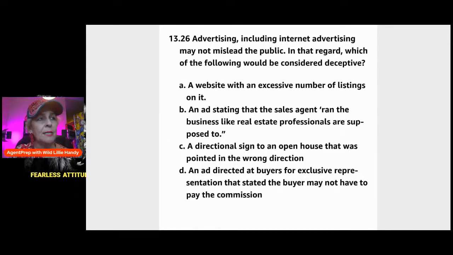26. Advertising, including internet advertising, may not mislead the public. In that regard, which of the following would be considered deceptive? A, a website with an excessive number of listings on it. Congratulations to them. B, an ad stating that the sales agent ran the business like real estate professionals are supposed to. C, a directional sign to an open house that was pointed in the wrong direction. Accidents do happen. D, an ad directed at buyers for exclusive representation that stated the buyer may not have to pay the commission.